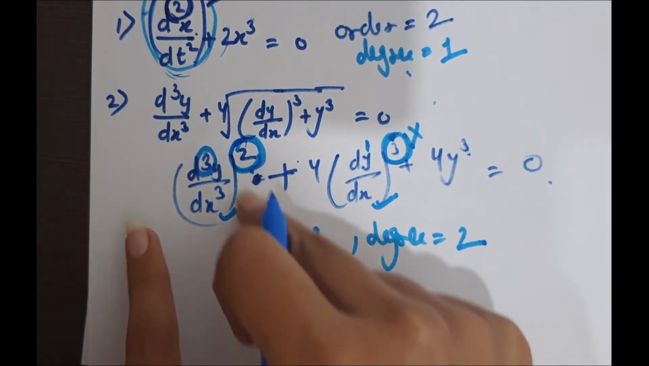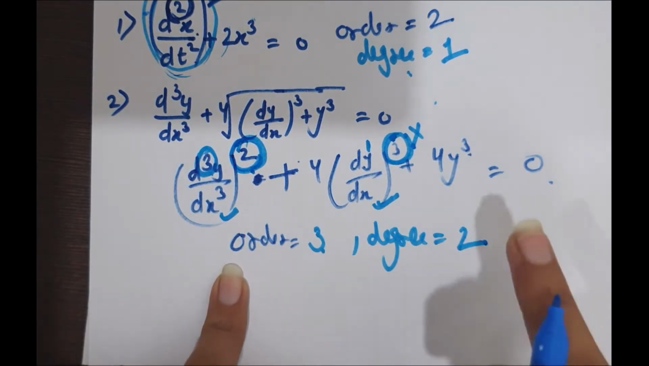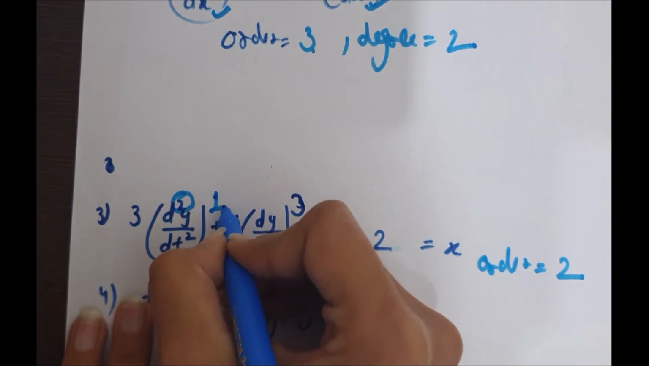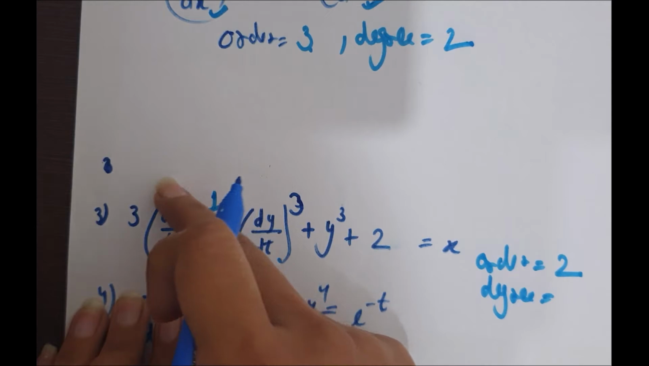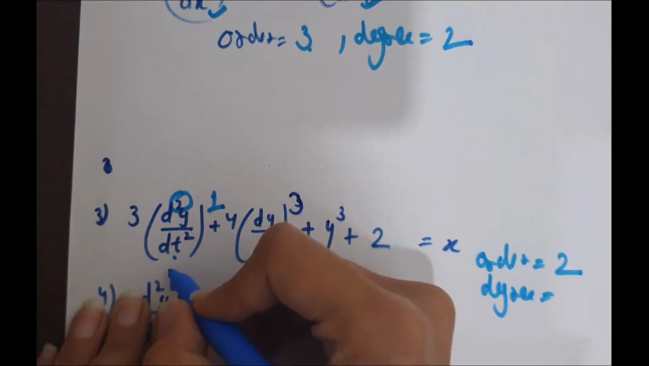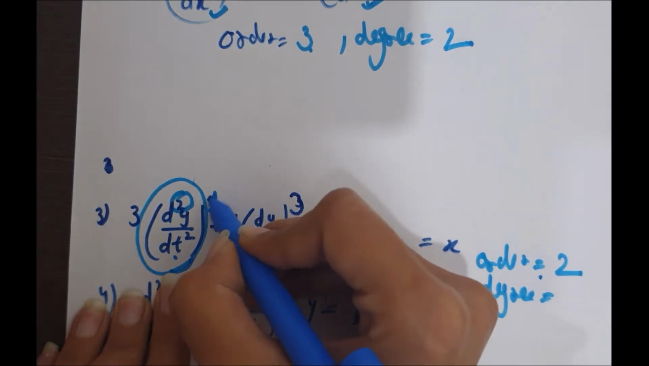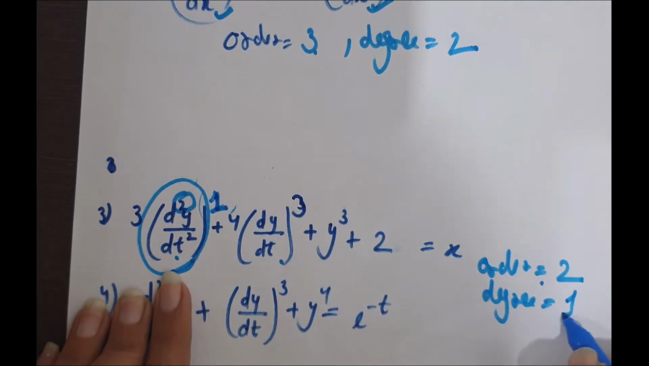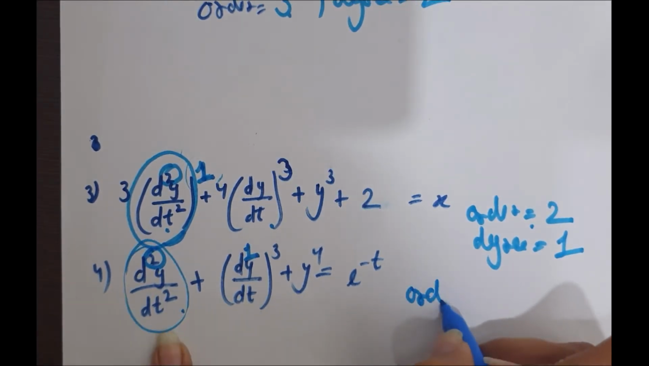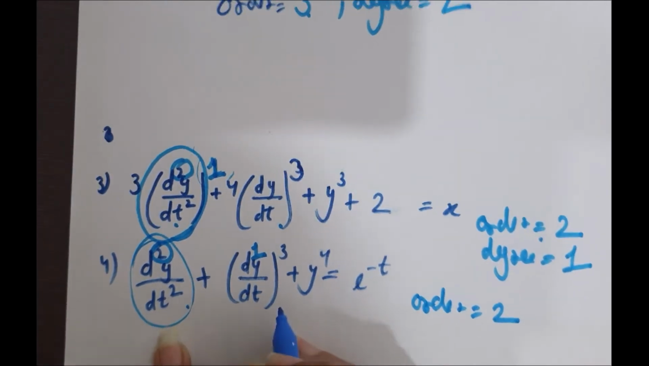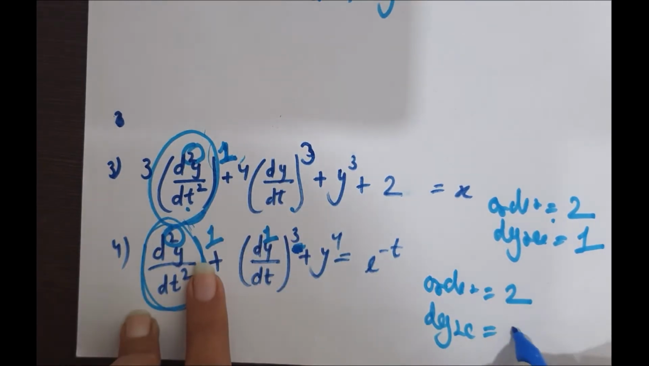So the highest derivative's power is called the degree. Here degree is 2. Here its power is 1, here its power is 3. But we consider the degree of the highest derivative. So highest power is 2. So it would be its order and its power would be its degree. Here degree is 1. Here two derivatives are there. Its order would be 2. And its degree, so degree is considered to be the highest derivative power. So its degree is 1.